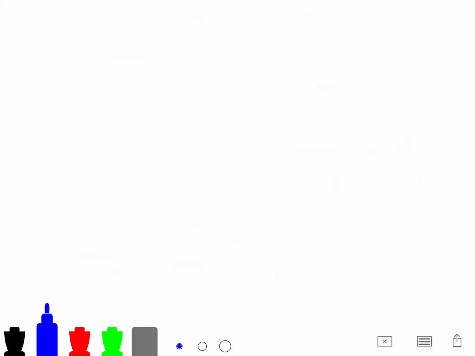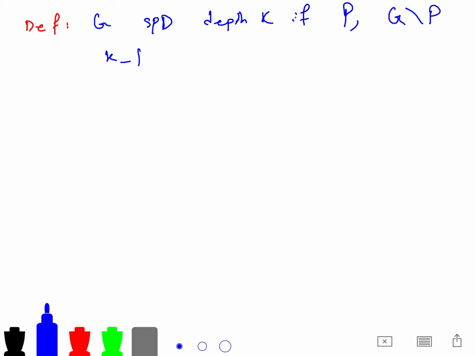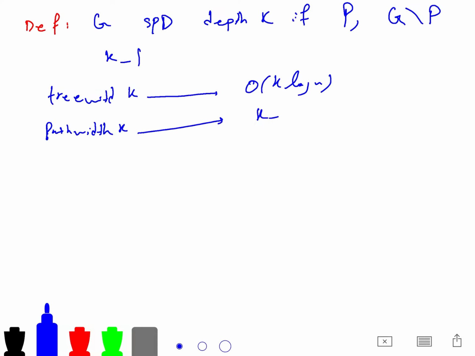So we define: G has an SPD, shortest path decomposition, of depth K if after removing some shortest path P, every connected component in G excluding P has an SPD of depth K minus 1. For example, tree width K has an SPD depth of order K log n. Path width K has an SPD depth of K plus 1.